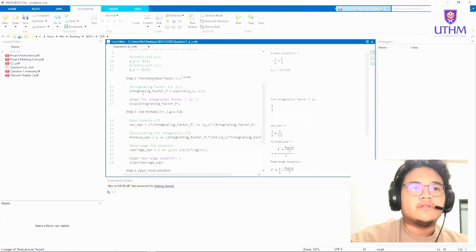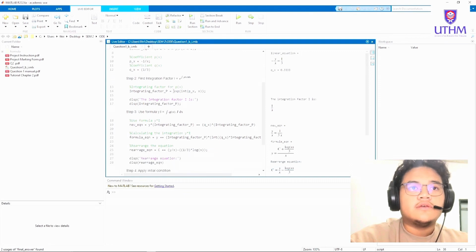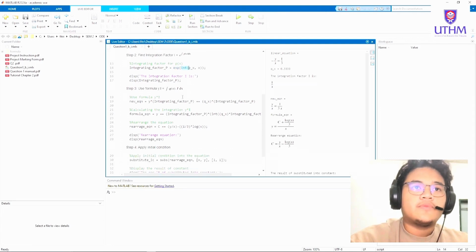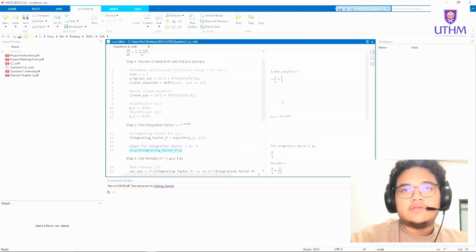To find the integrating factor I, we need to know the value of px, which in this case is negative 1 over x. From there we can use the command exponent and integral of px dx, and then we display the integrating factor, which is 1 over x.